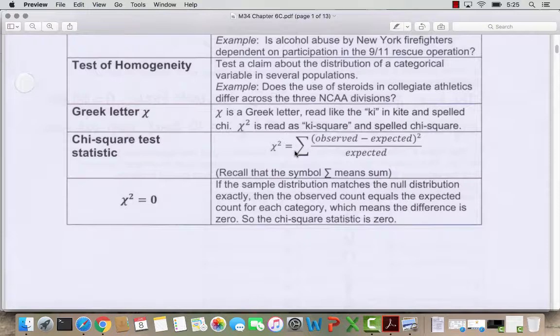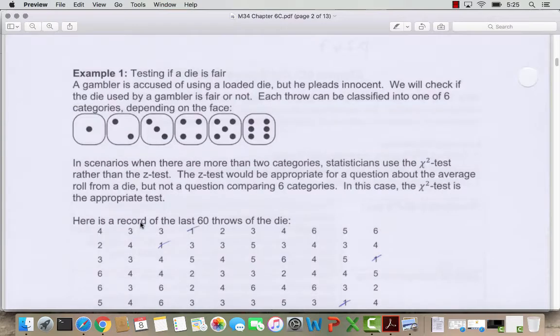So if the sample distribution, what we observe, is a match for what we expected, this difference is 0. So we say that's when the sample distribution matches a null distribution exactly, and we get a chi-square value of 0. So let's think about how we would test if a die is fair.